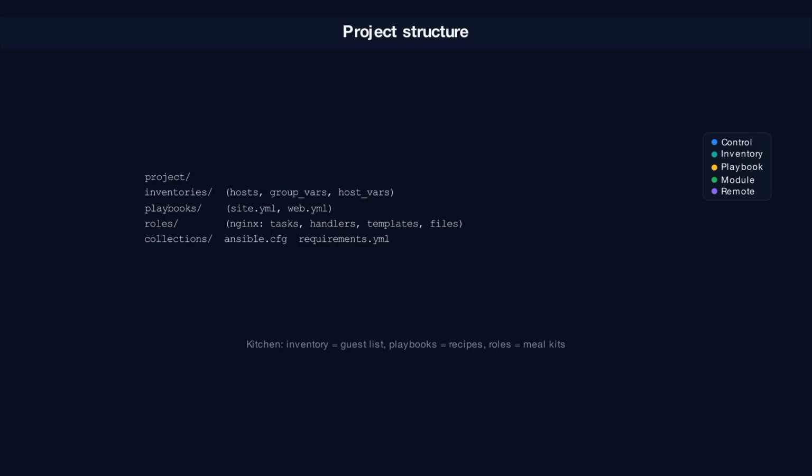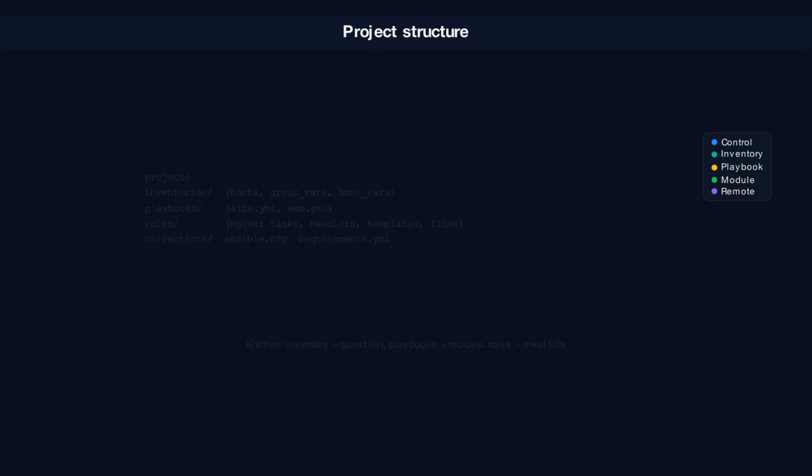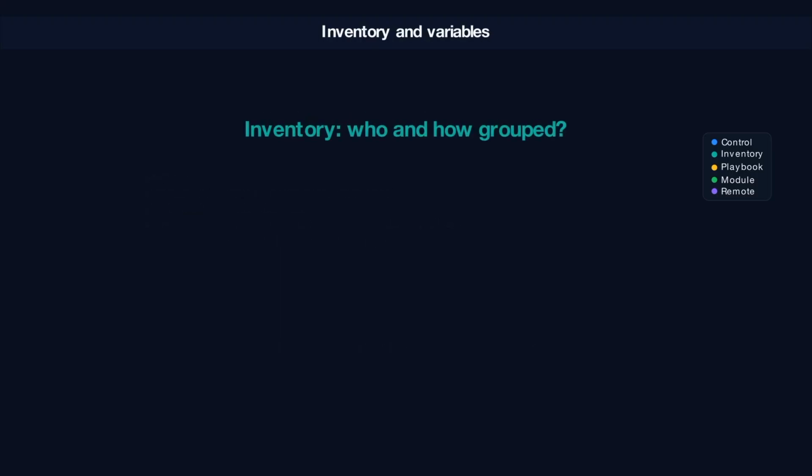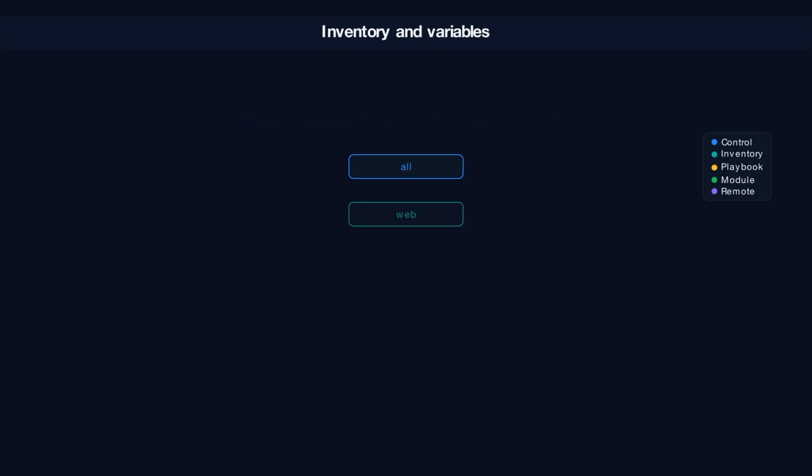Inventory describes hosts, groups, and vars. Group_vars and host_vars provide scoped variables. Roles provide reusable packaged automation. Templates are Jinja2, rendered. Files are static copies. Handlers react to changed events. Defaults and vars have different precedence, and requirements.yaml can install collections and roles.